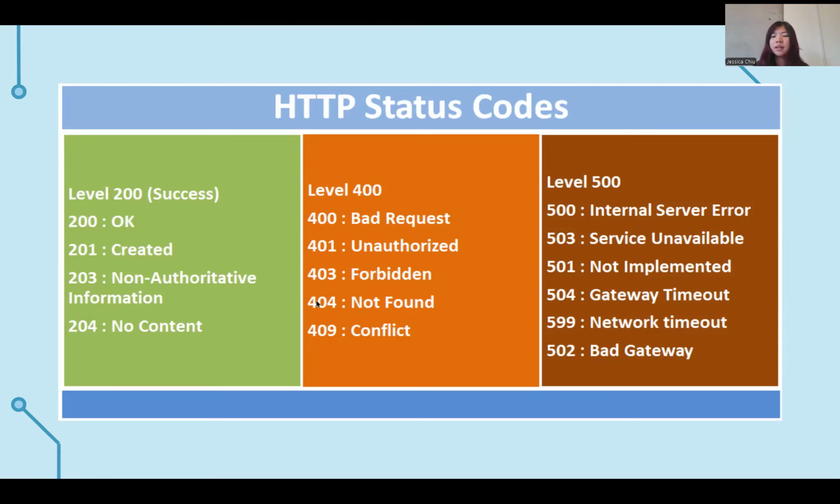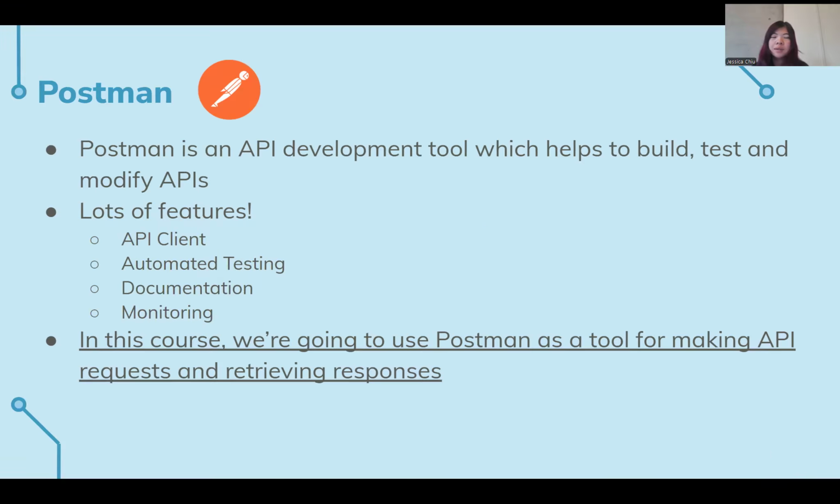Okay, so what are some tools we can use to make API requests? Well, in this class and a lot of times in the real world, you'll be using this website called Postman. Basically, Postman is an API development tool which helps us build, test, and modify APIs. There's plenty of features and it makes it very easy and very understandable to use APIs.